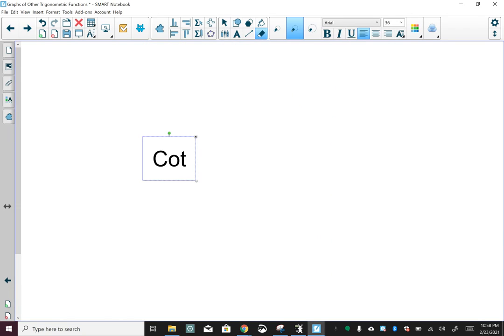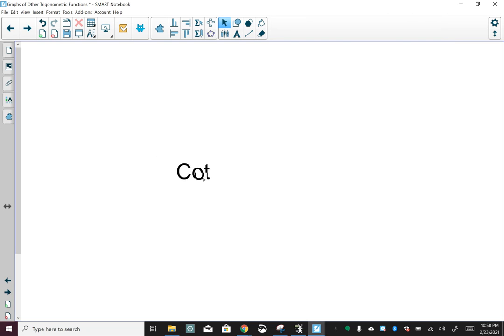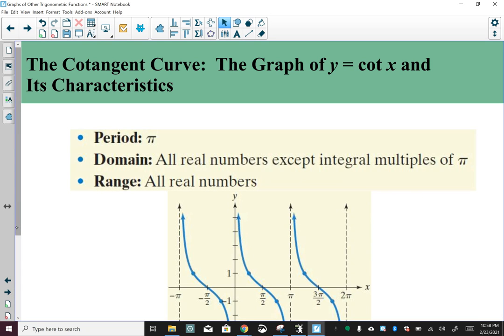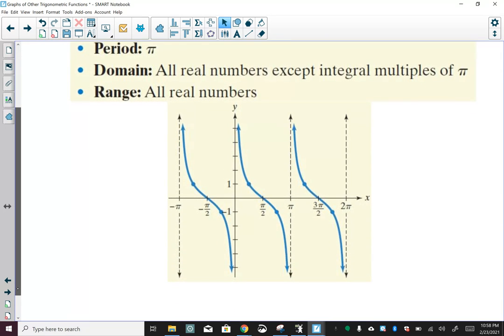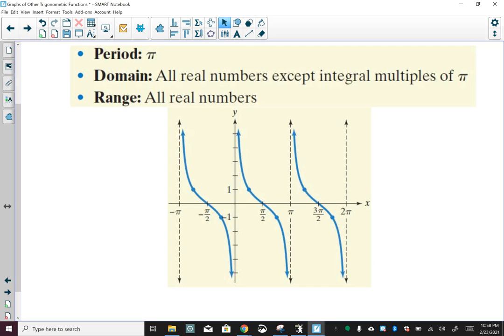All right, so now let's talk about cotangent. Cotangent looks like your tangent graph. The difference is that your period is still going to be pi, but your domain is going to be all the multiples of pi. Remember how your sine graph is 90 degrees off of your cosine graph? Well, your tangent graph is literally 90 degrees off the cotangent graph.